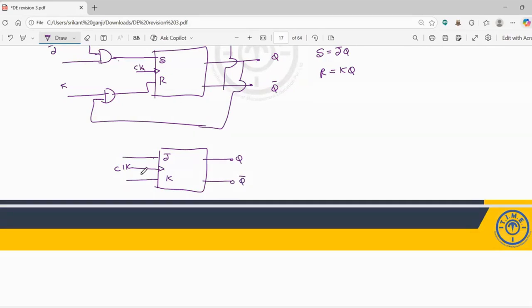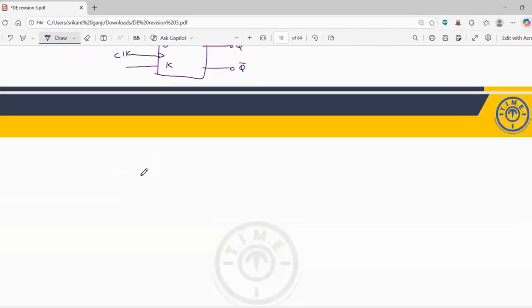Another one is called the Q bar. If you want to build this with the help of NAND gates, this is one NAND gate. The output is here, Q, and this one is called the Q bar. The Q bar output is given to one of the NAND gates, and the Q output is given to another NAND gate.